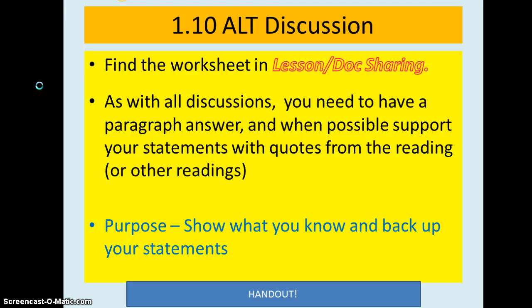As with all discussions, you do need to have a full paragraph answer, full complete sentences, and support from the readings or other readings in your piece. This is not just a real quick one-sentence response. Your purpose is to show what you know, back up your statements, and participate and offer insight into the readings that you have been doing.